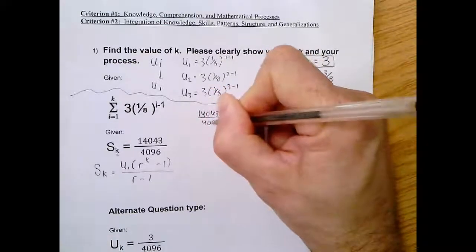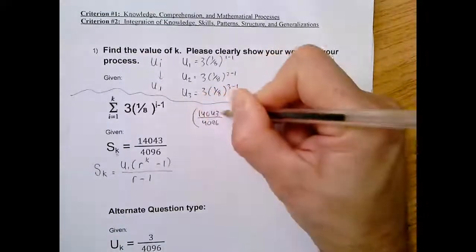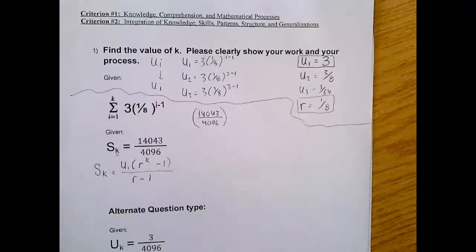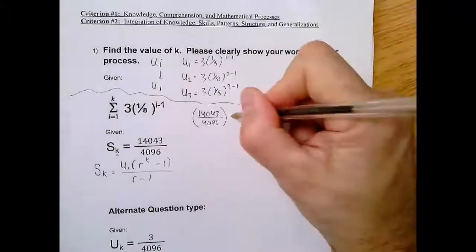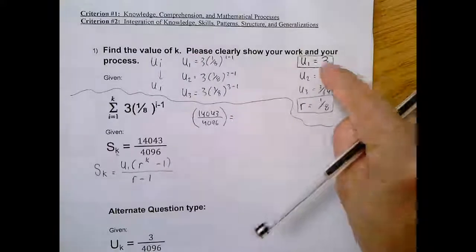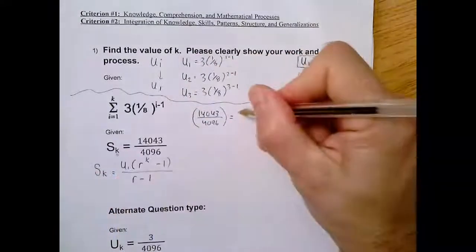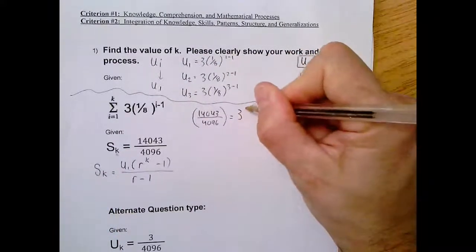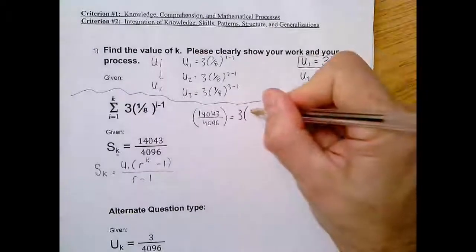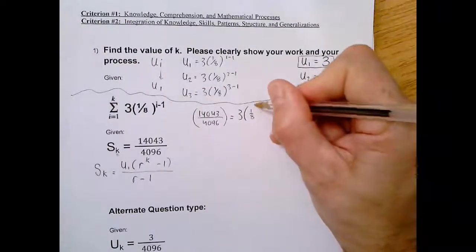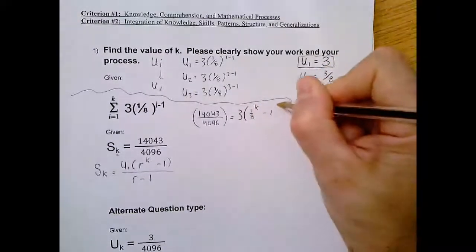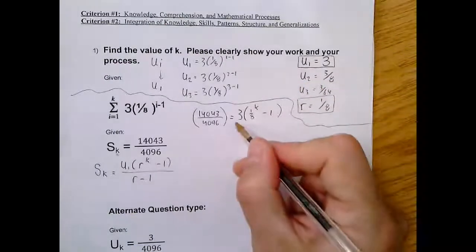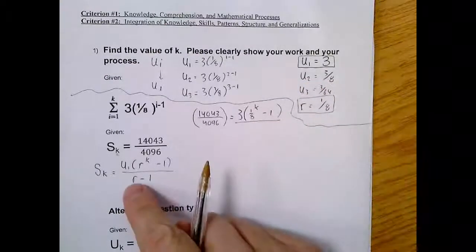And I'm going to remind us to treat that like a big chunk of data, so I'll just wrap that up in parentheses. Okay, and that whole thing is going to equal my first term, u sub 1, 3, and then my rate, 1/8, to the k power minus 1. And down here is going to be r minus 1.